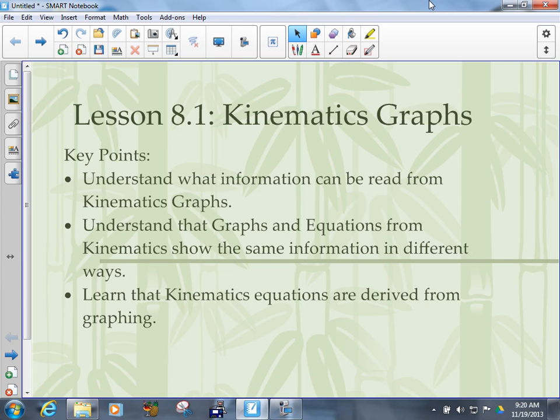Okay. All right, so key points for today. Understand what information can be read from kinematics graphs. Understand that the equations that we use are derived from graphs. The equations that we use come from slope calculations of certain kinds of graphs. Now, I am going to give you your formula sheet this week. I just haven't printed them yet, but I will get them to you. So that's points 2 and 3 here: kinematics graphs and equations show the same information in different ways, and we get those equations from graphs.